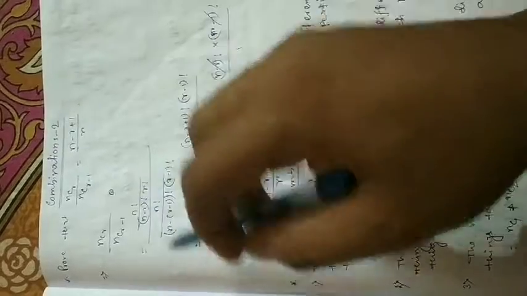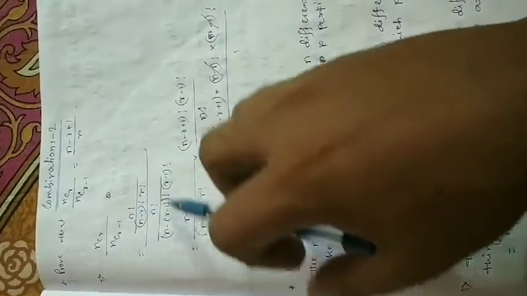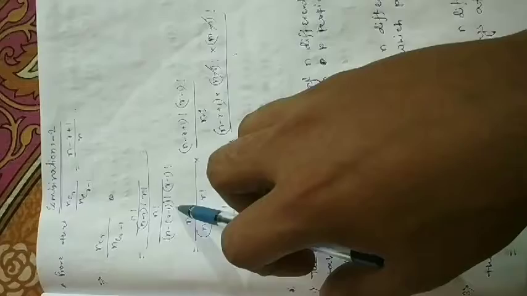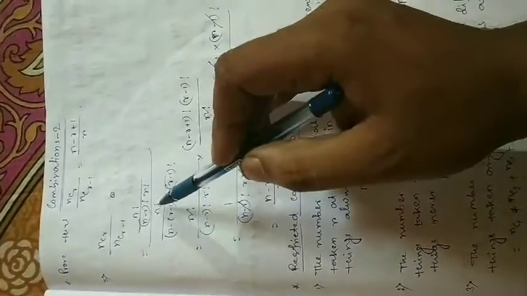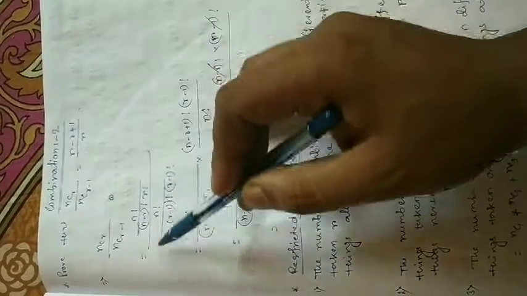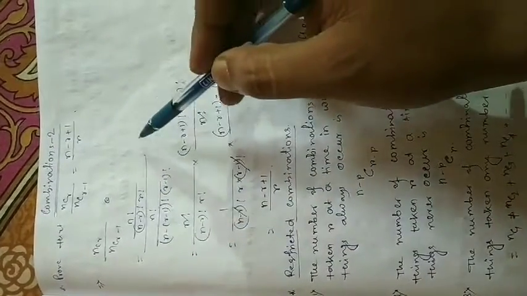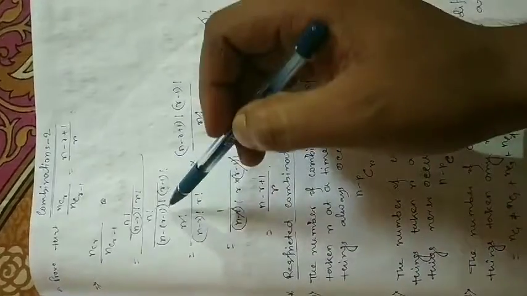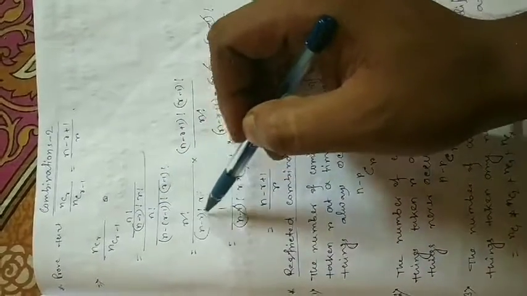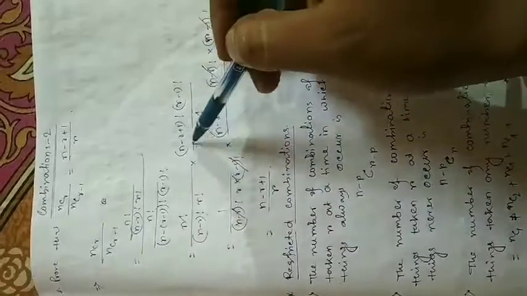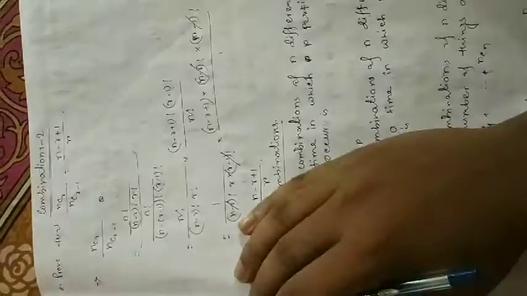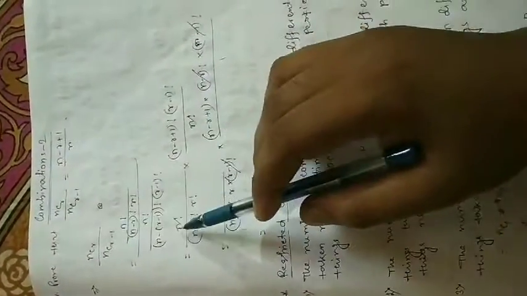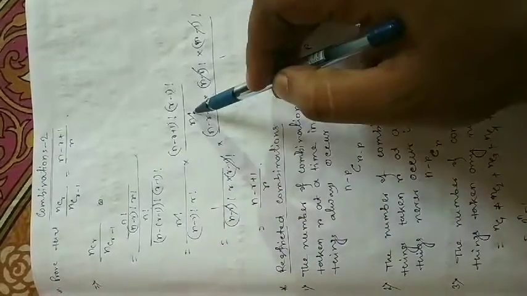divided by n factorial divided by (n - r - 1) whole factorial into (r - 1) factorial. Now if we calculate by LCM, this part will be multiplied and reversed, right? So n factorial by (n - r) factorial into r factorial into (n - r + 1) factorial into (r - 1) factorial by n factorial. Okay. Now we expand, and n factorial will cancel out.